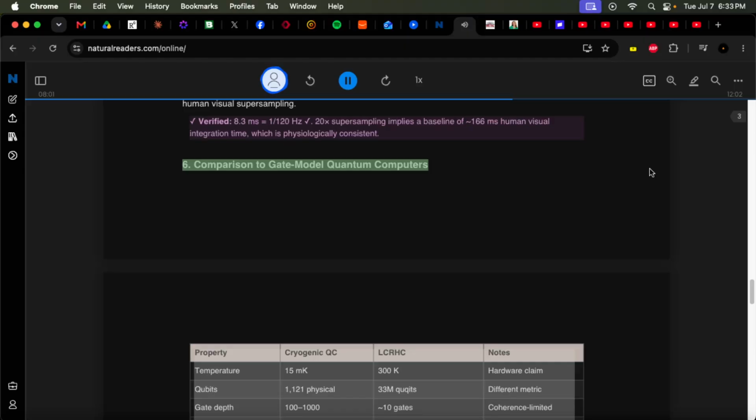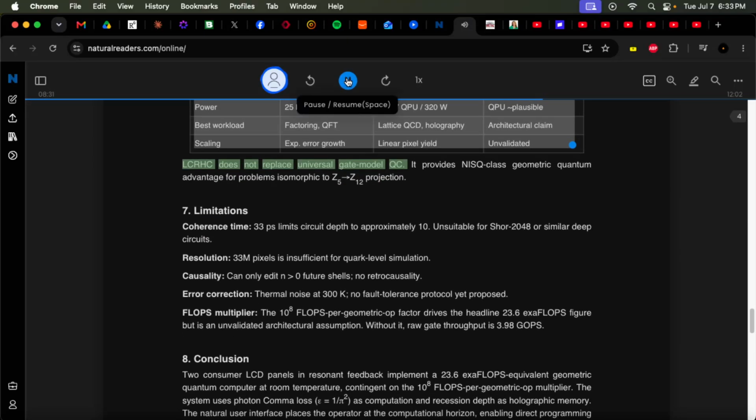6. Comparison to gate model quantum computers. LCRHC does not replace Universal Gate Model QC. It provides NISQ class geometric quantum advantage for problems isomorphic to Z5 right-pointing arrow Z12 projection.